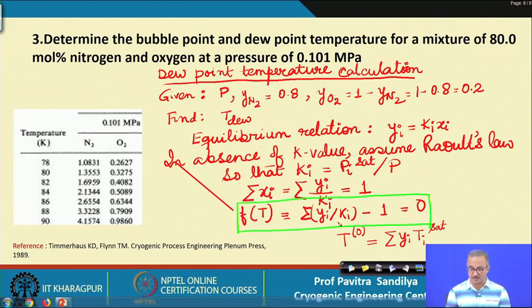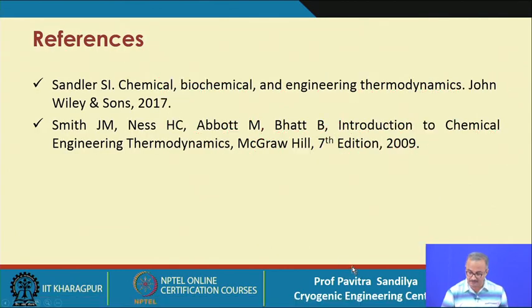Okay. So, this has to be done numerically, and there are various numerical methods which you can follow to get this solution. Okay. Now, this is the correction I made, and more detail you can find in these references on chemical engineering thermodynamics.